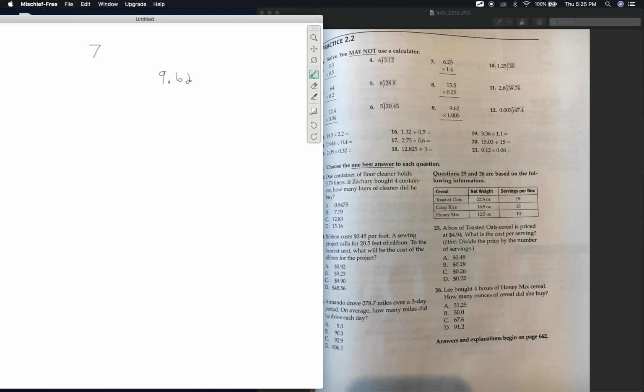9.62 times 5.001. 2 times 5 is 10. Carry the 1. 2 times 0 is 0, plus 1. 2 times 0 is 0. 2 times 1 is 2.